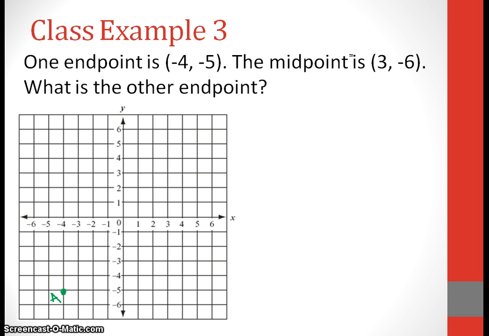Alright, and then it says the midpoint is 3, negative 6. So over 1, 2, 3, down 1, 2, 3, 4, 5, 6.